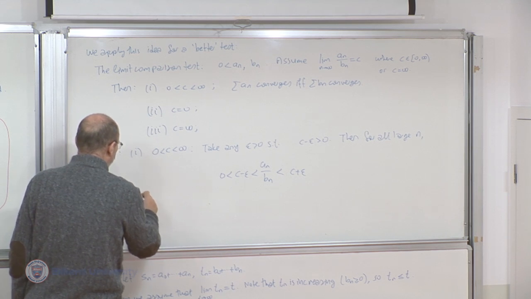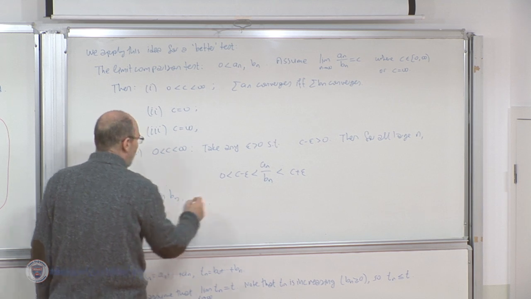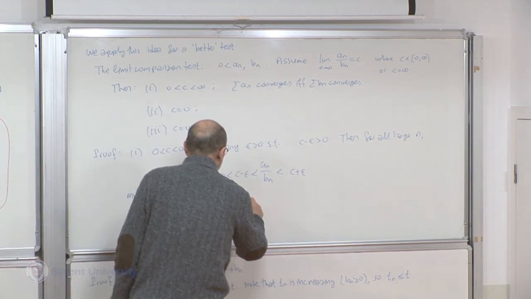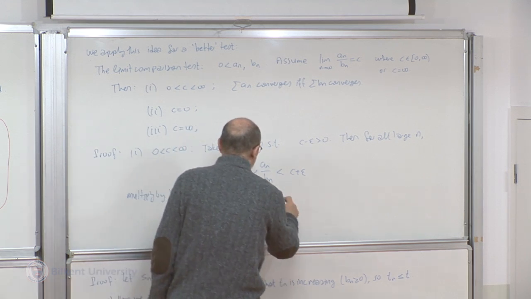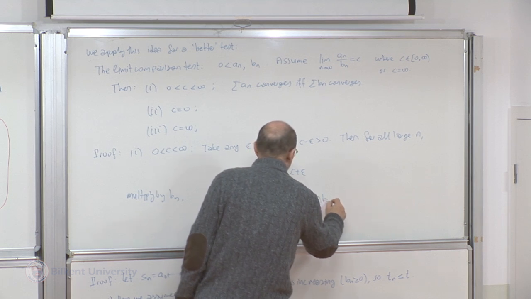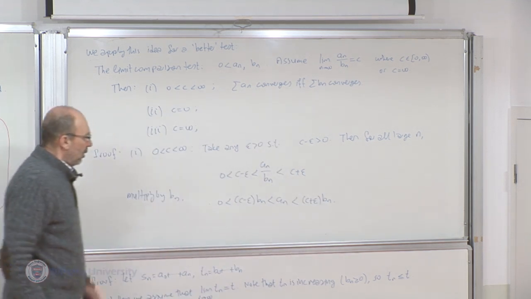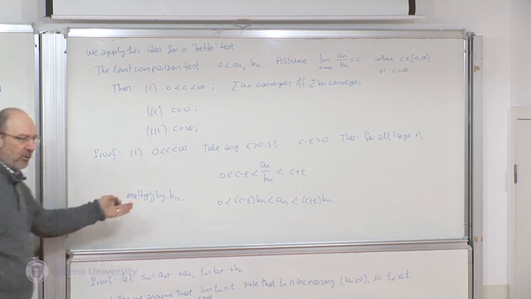Multiply by Bn, which is also positive. I will have this thing now: C minus epsilon times Bn, which is positive, is less than An, which is less than C plus epsilon times Bn. Okay, so you see, this is the basic inequality. Okay, so from here we will conclude.